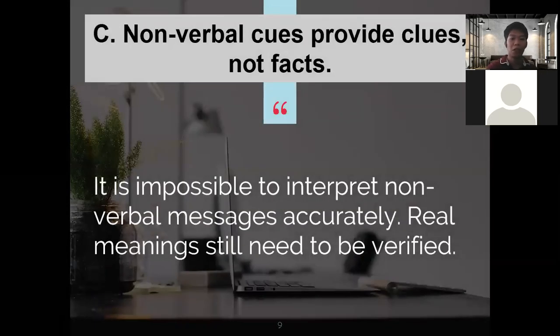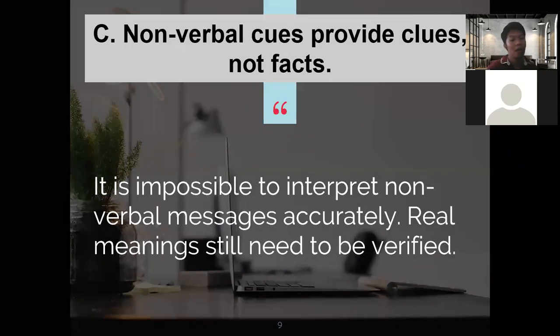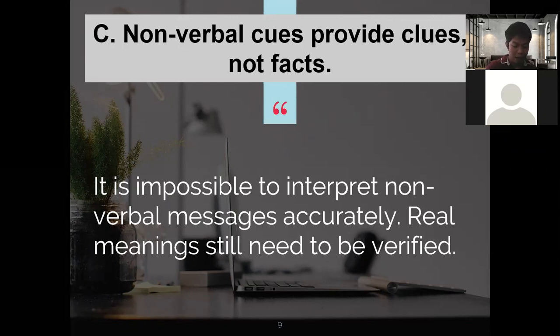Next is nonverbal cues provide clues, not facts. It is impossible to interpret nonverbal messages accurately. Real meanings still need to be verified. So in nonverbal communication, it is just your own interpretations. You may assume that the meaning of laughter or the glare of people might mean that they are referring to you when in fact it's not their intention about what you think about them.